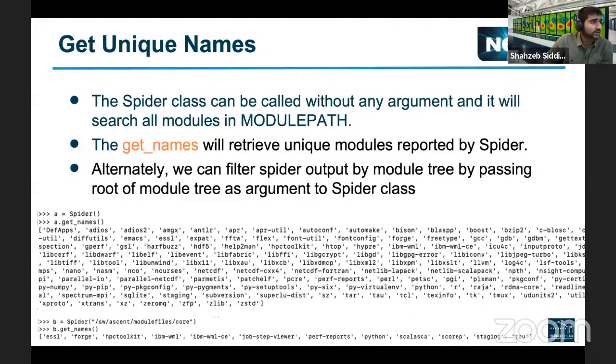And if you want to, you can also filter by a specific module tree. So in this example at the bottom, you can specify the root of a module tree to Spider, and then use get names, and it will give you just the modules in that particular tree.